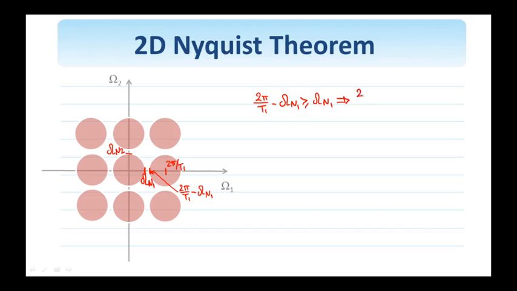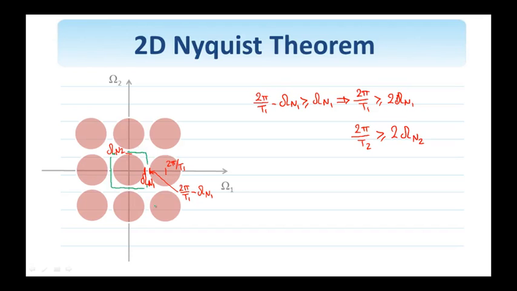and this gives us the condition that the sampling frequency should be at least twice as high as the highest frequency in the image, and I can obtain the similar condition in the vertical direction. So the sampling frequency in the vertical direction should be greater or equal than twice omega n2. So if these two conditions are satisfied, then I can recover the analog image from the discrete one by using a low-pass filter as shown here.